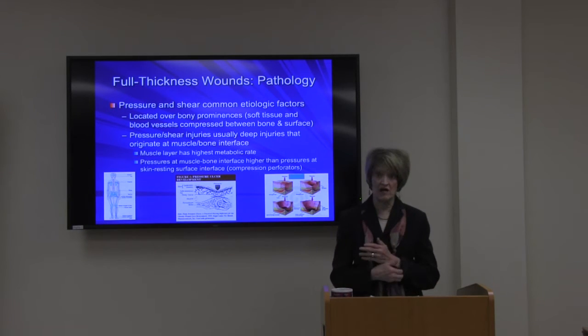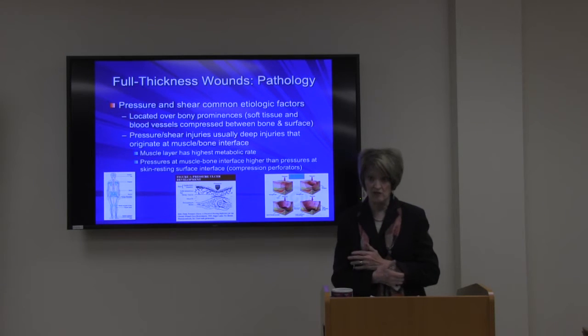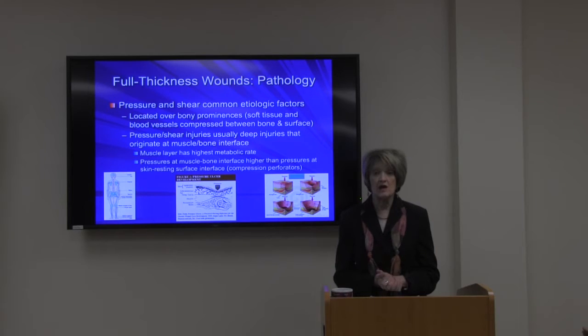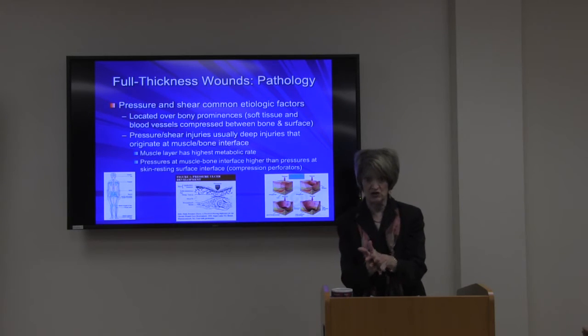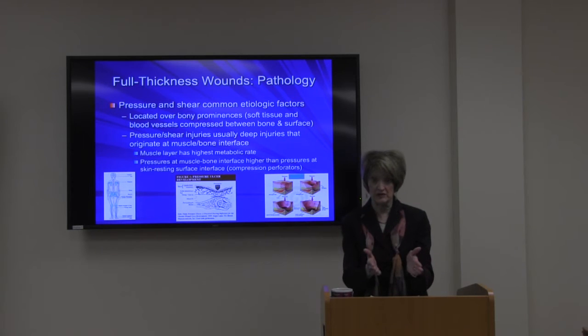So looking at the pathology of full thickness wounds, we've said they typically involve pressure and or shear. Where are you going to find these wounds? You're going to typically find them over bony prominences because that's where soft tissue gets compressed between the bone internally and the bed or chair or cast or splint externally. So you get soft tissue compression, you get vessel compression, you get tissue ischemia, tissue death, and a large wound.